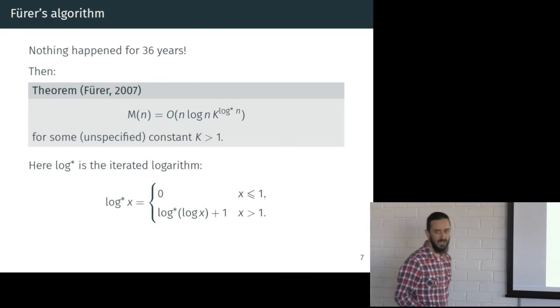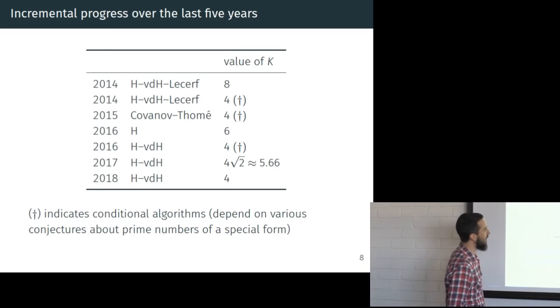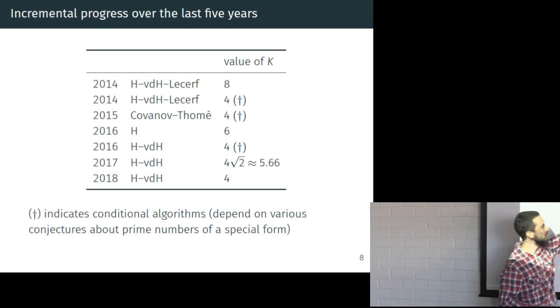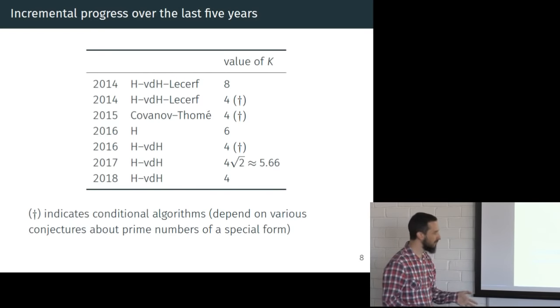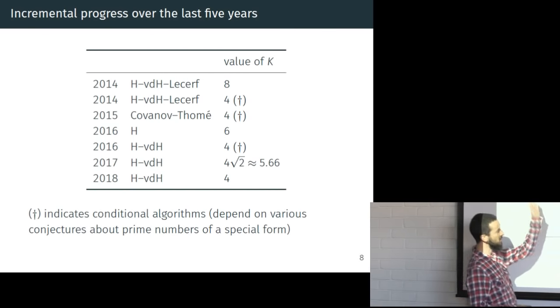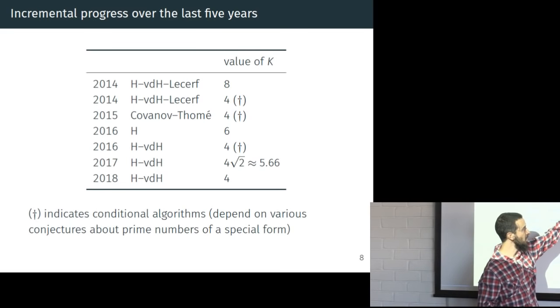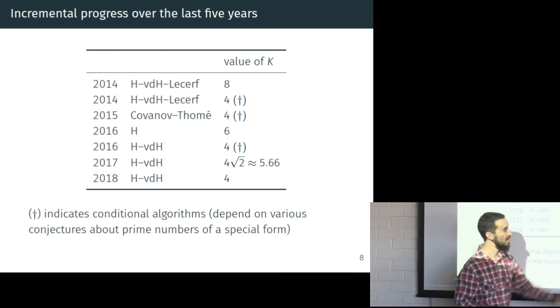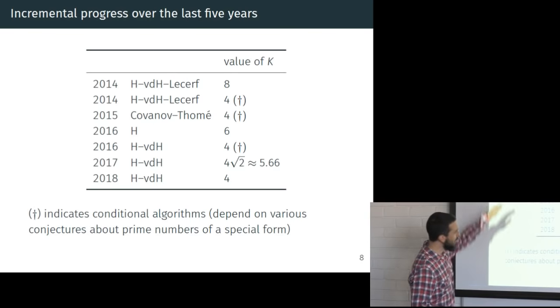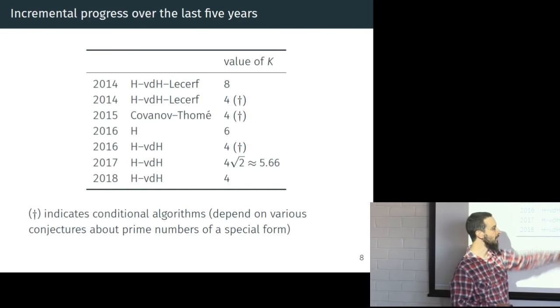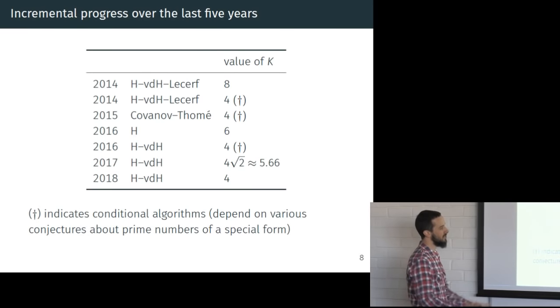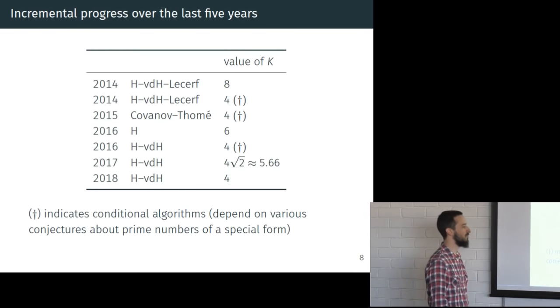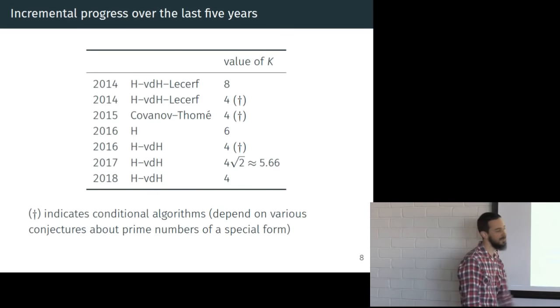So I got involved in this game about 5 years ago. I wrote a paper with Joris and with Grégoire Lecerf, where we gave another algorithm, a bit like Fürer's, a bit different, which also achieves the same sort of bound. We were the first to give an explicit value for k: 8 was what we got. And then there was a lot of work bashing that down to k equals 4 with some conditional results along the way, conditional on existence of various primes of special forms. And some people in this audience may have seen me give talks about some of these papers over the last few years.